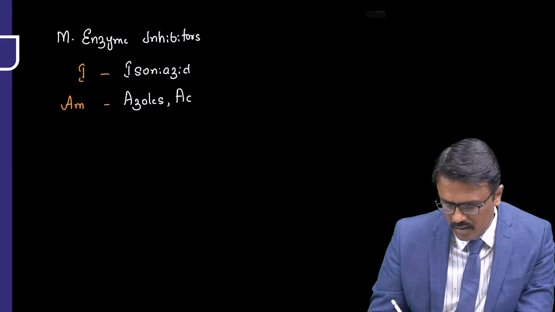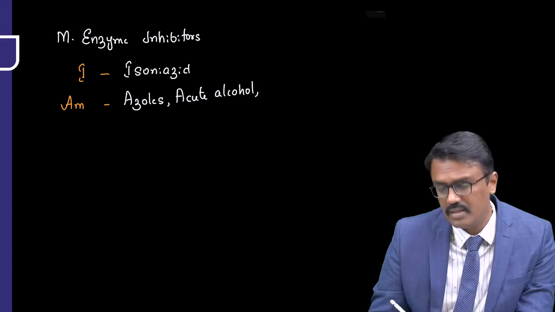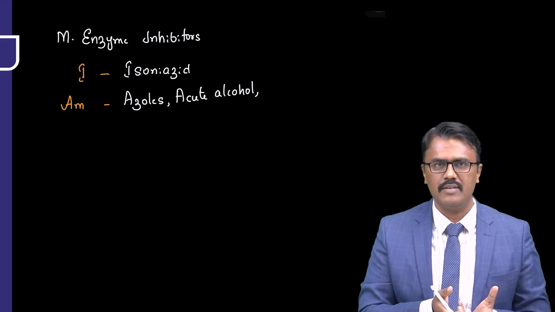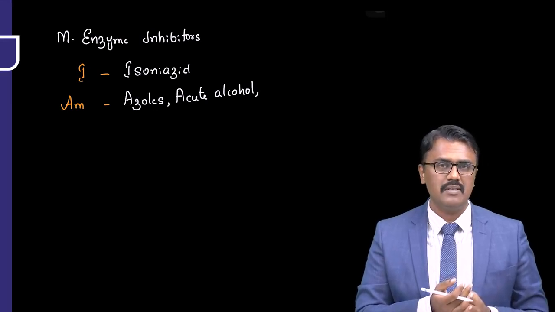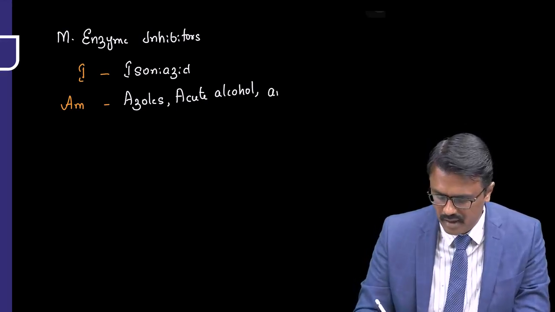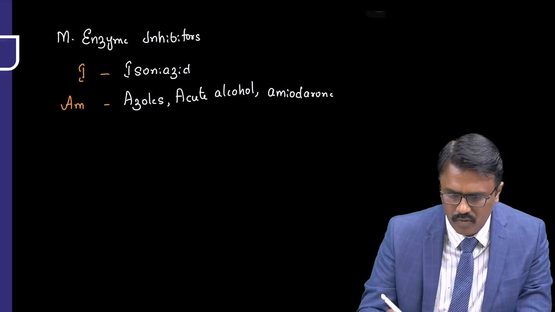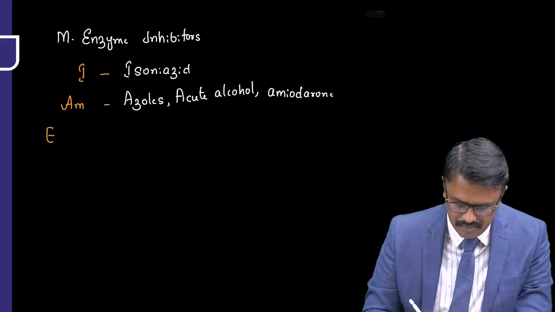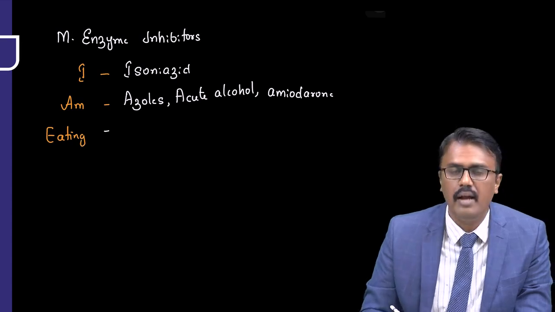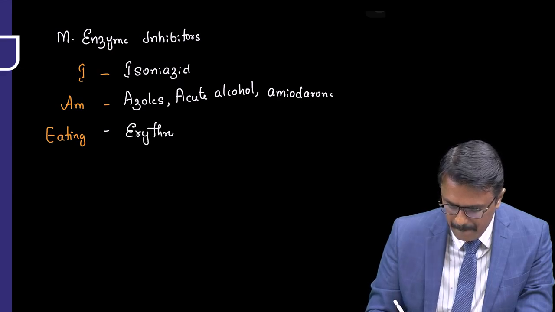Then alcohol. It is acute alcohol. Remember, acute alcohol is an inhibitor. Acute alcohol means it's an immediate process, so inhibition is faster. That is the reason for acute alcoholism. And an antiarrhythmic drug, amiodarone. So I am eating. What does E stand for? E for an antimicrobial, the drug called erythromycin.